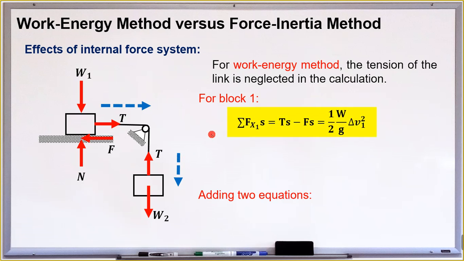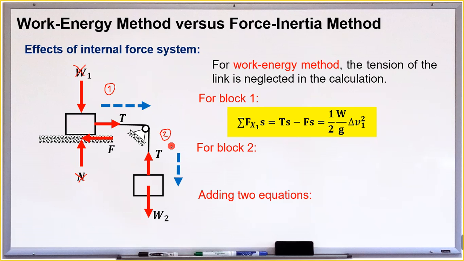So mahimo siyang summation of forces along x1 times s equals, so unsa may mga forces nga parallel sa atong direction of motion. So we have tension and the friction only. Si normal force og si weight wala nganuman. They are perpendicular to the direction of motion. So wala siya naka-cause of work, only tension and friction. So equal to 1/2 W/g delta V1 squared. So V1 indicates the first object. So let's proceed for block number 2.